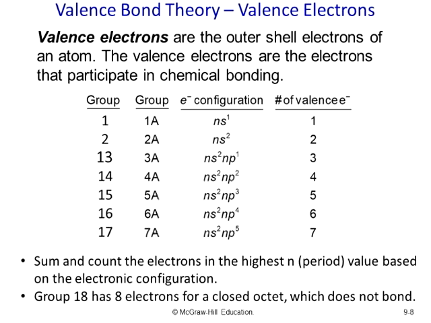So valence bond theory involves the overlap of electrons. More specifically, it involves the overlap of valence electrons. So let's review what valence electrons are and discuss the principles related to valence electrons in more detail. Valence electrons are the outer shell electrons of an atom. The valence electrons are the electrons that participate in bonding. These are the electrons that overlap to form new bonds.